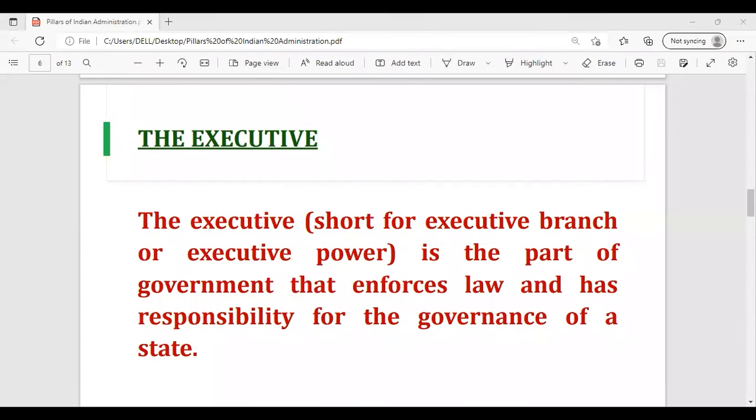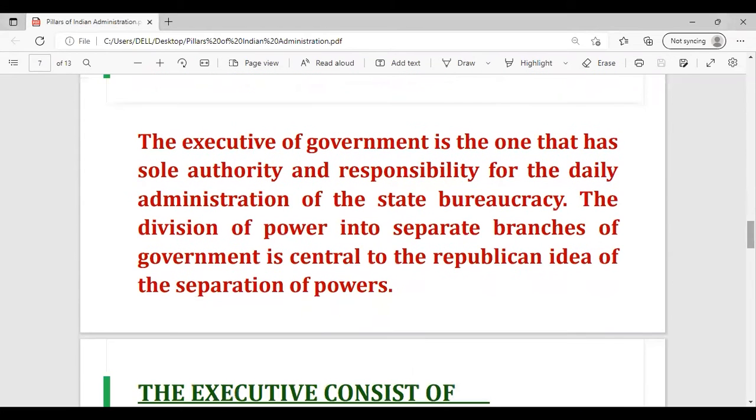So yes, the executive. The role of the executive is execution of law, enforcement of law. The executive is the part of government that enforces law and has responsibility for the governance of the state. The executive of government is one that has sole authority and responsibility for the daily administration of the state bureaucracy. The division of power into separate branches of government is central to the republican idea of separation of powers.